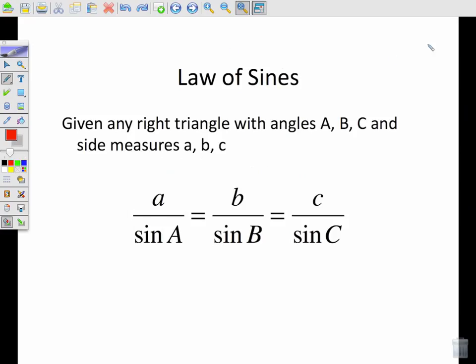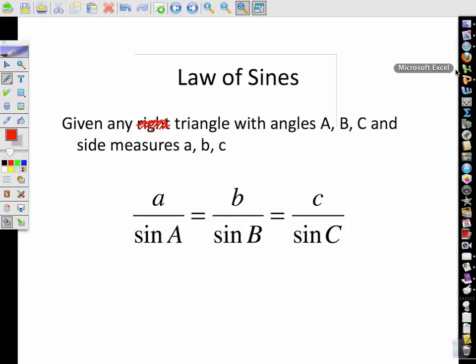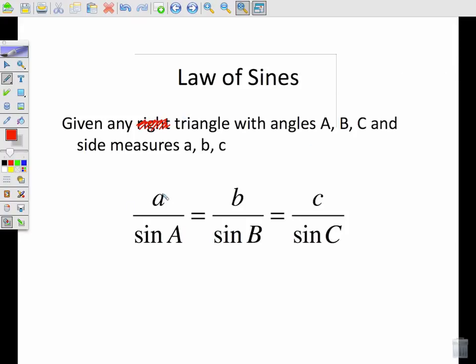Here's the equation for the law of sines. Given just any triangle, it doesn't have to be right, with angles A, B, C and side measures lowercase a, b, c, then what you have is the side over the sine of the opposite angle, equal to each side over the sine of the opposite angle.